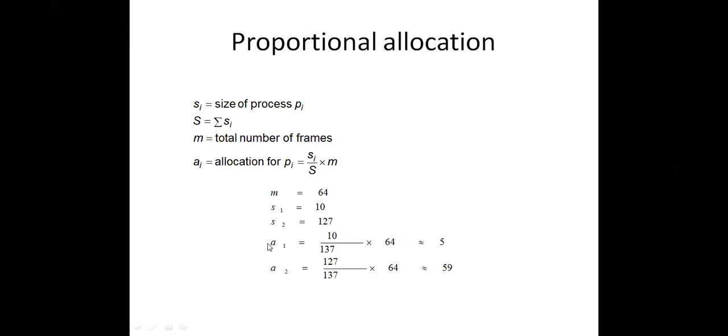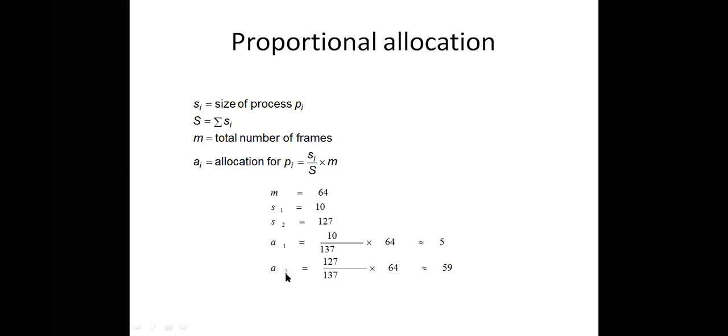How can we calculate? We need to use this formula, right? For ai, here a1, for process 1, how many frames do we need to allocate? a1 equals the size of the process divided by the total size. Si means the size of the particular process divided by the total size. So what is the size of the process? s1 is 10, right? And what is the total size? 10 plus 127, total size 137, into the number of frames, 64. So 10 by 137 into 64 is approximately 5.